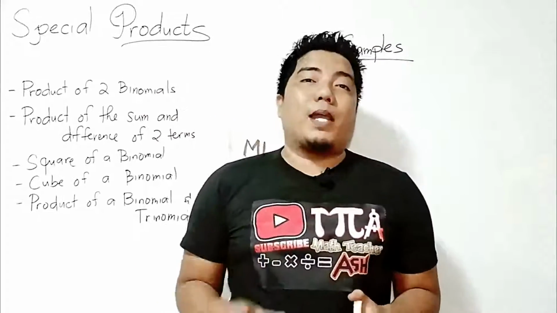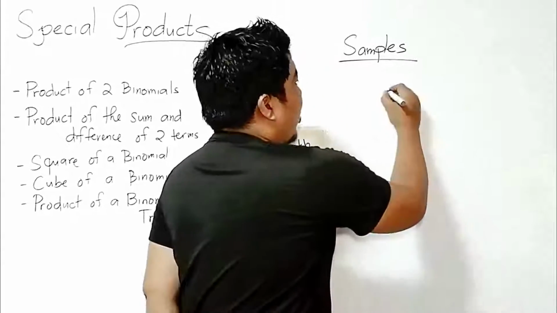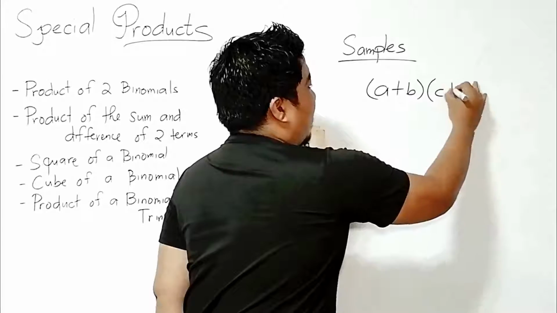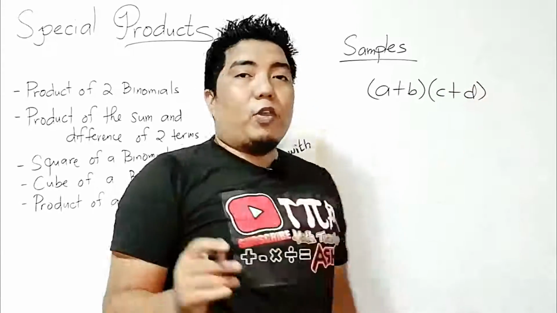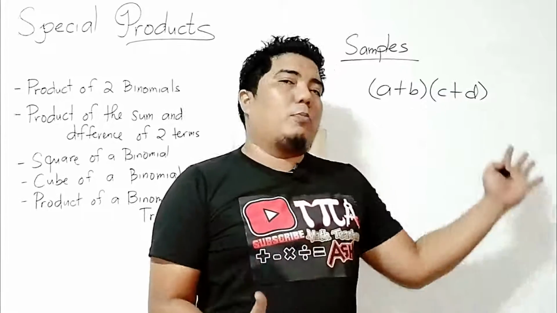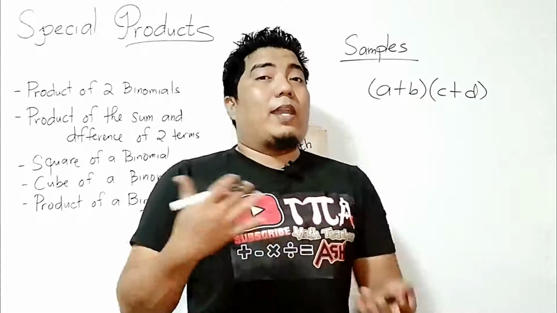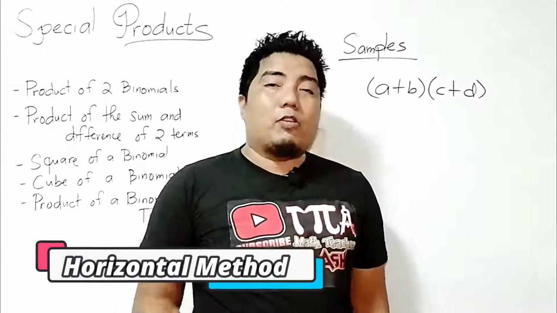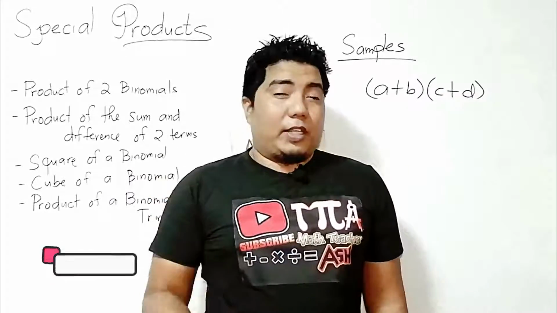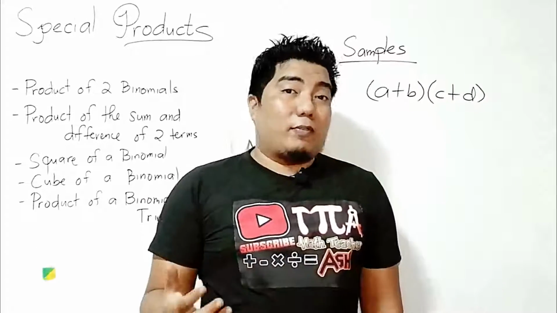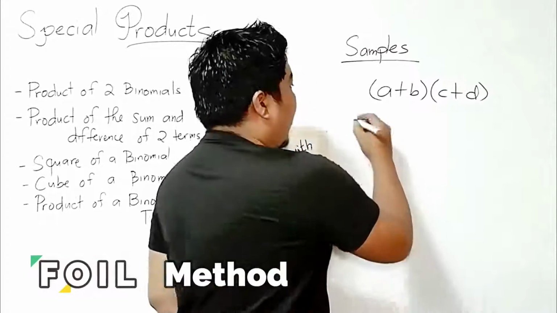Of course, binomial is two terms. Okay, so let's say you have A plus B, and then another is C plus D. So if you have a product of a binomial, you need to get the product of these two binomials. What you need to do is you can apply two methods. The first method is the horizontal method and the second method is the vertical method. Using the horizontal method, you can apply the FOIL method. So what is this FOIL method?